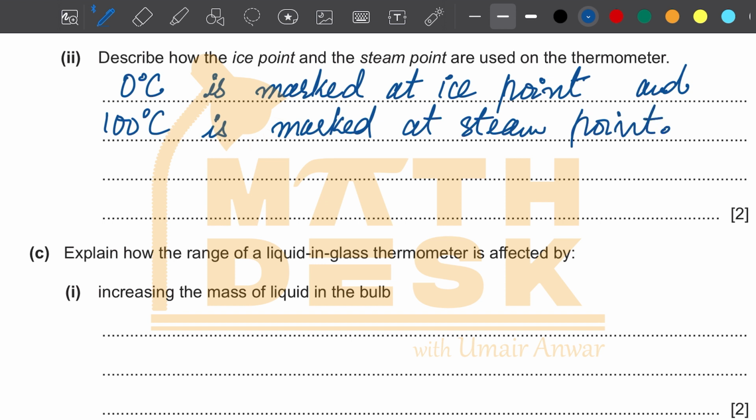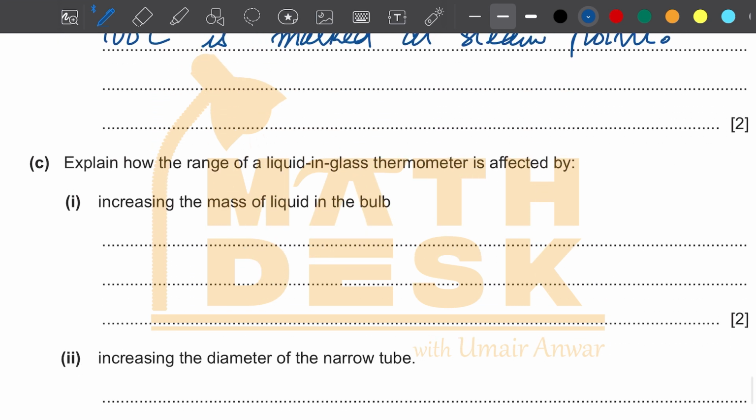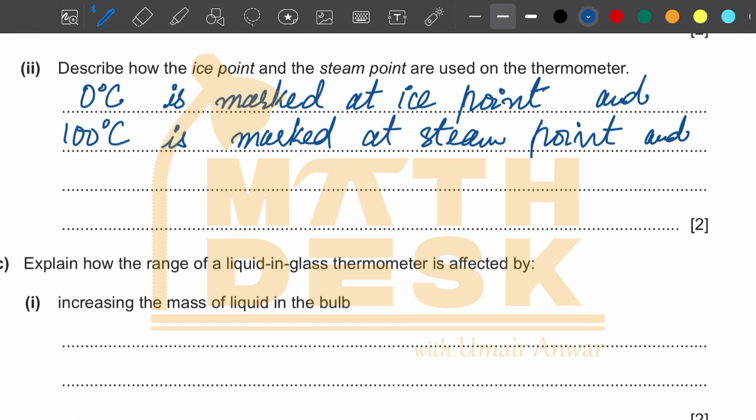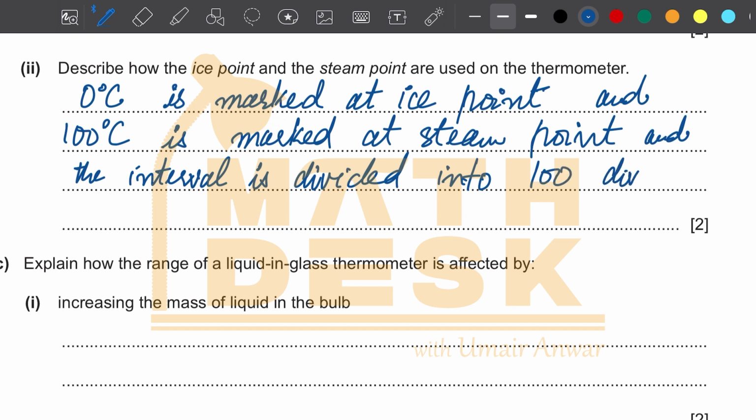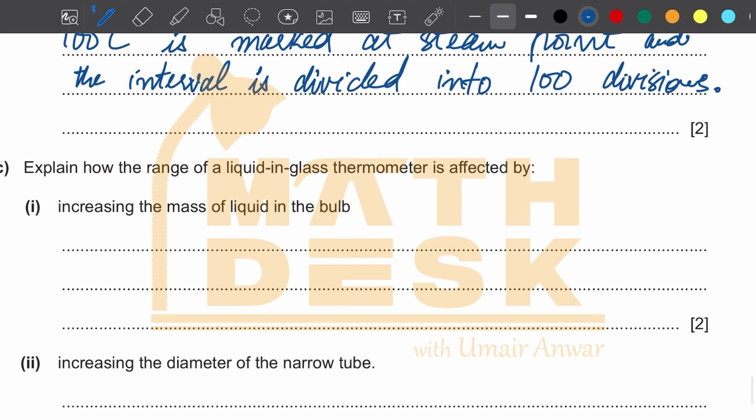So the level of liquid shows us where the 100 degree centigrade should be marked, and the interval is divided into 100 divisions. So this is how the scaling on a thermometer is done.